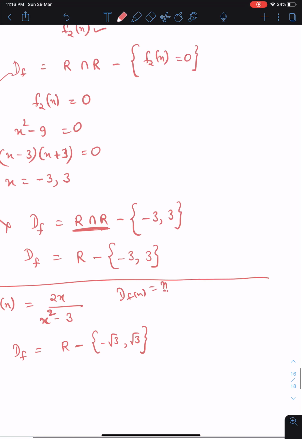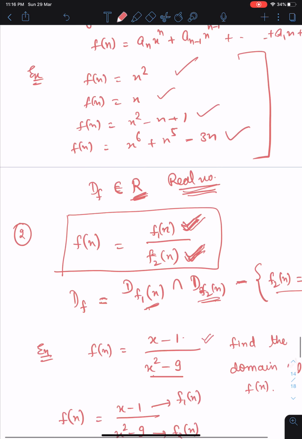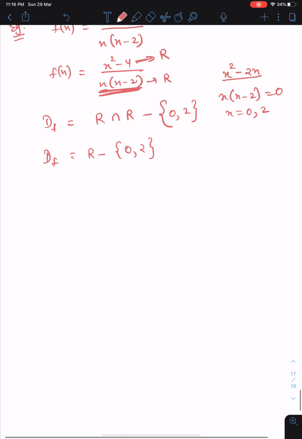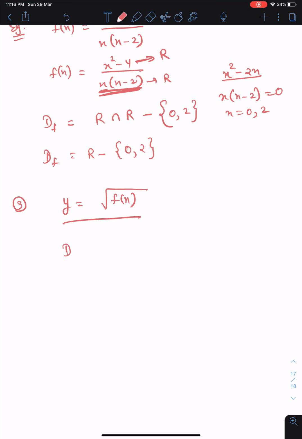Okay, so we have already understood two kinds of functions. Now we are going to go to the third kind of function. That means if y is equal to under root f(x) is given, that means under root of some expression is given, then if you want to find the domain of that function, f(x) will be greater than or equal to 0. That means you just have to write down the condition f(x) is greater than or equal to 0 and find the values of x, and that set of x will be the domain of the function.